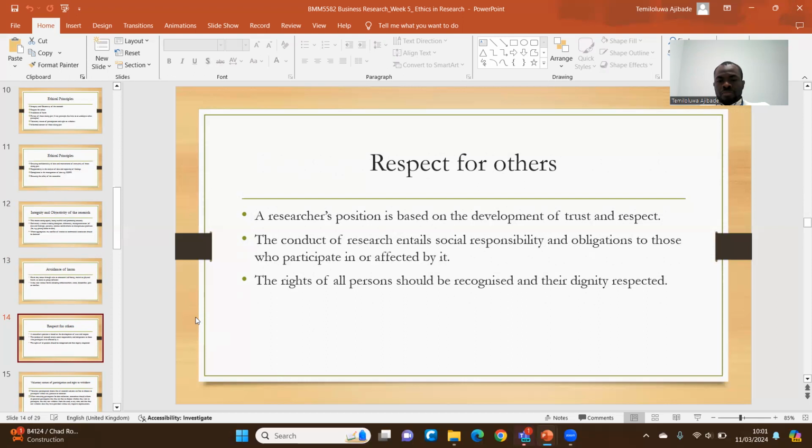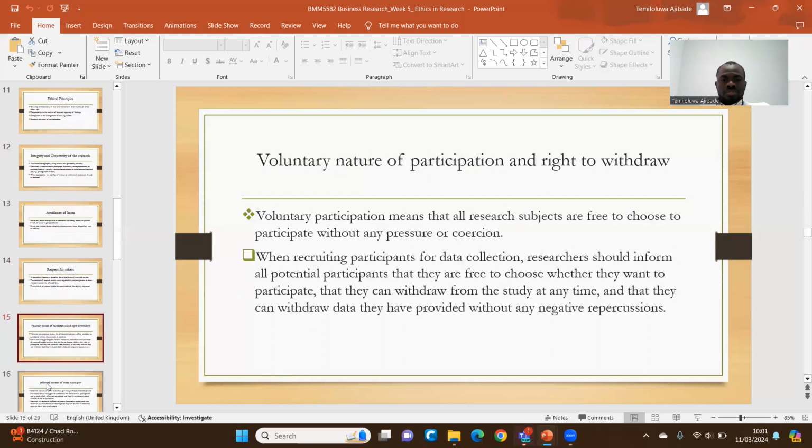So the right of every person should be recognized and their dignity preserved and respected. All right. So going forward, we have voluntary nature of participation and right to withdraw. The summary of this is that one should not be forced or coerced to participate in any research.